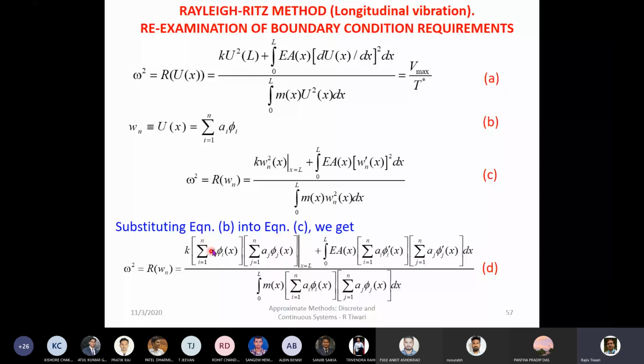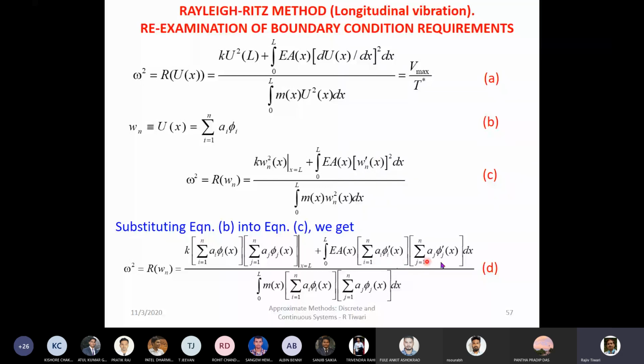So this is representing the square of the Wm at x is equal to L. So this is the first term. Then in the integration, Ex as it is, this differentiation: if I differentiate this, because A is constant, phi is a function of x. So if we differentiate this once, phi will get differentiated with respect to x. So that is shown here. This is the Wn prime square.